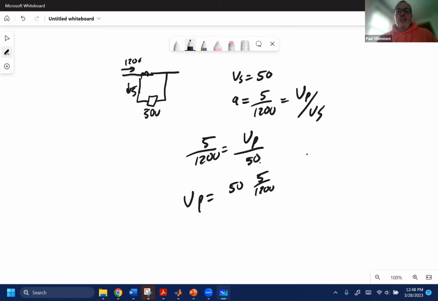The second part is how much power a transformer draws from the power side. You could do it this way: VP IP, which is the same as VS IS. And that's it for question number 2.